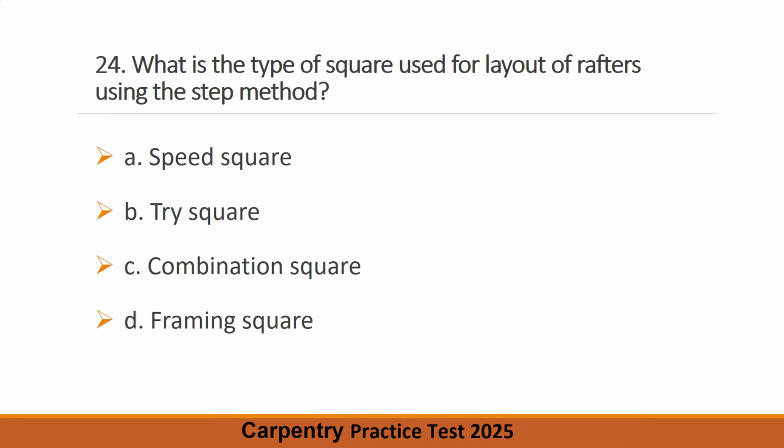24. What is the type of square used for layout of rafters using the step method? A. Speed square. B. Tri-square. C. Combination square. D. Framing square.